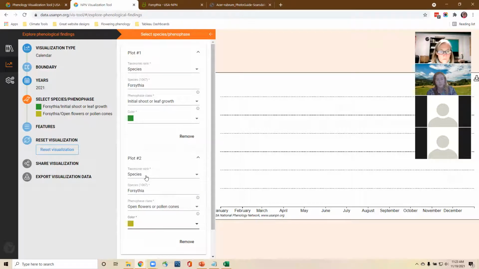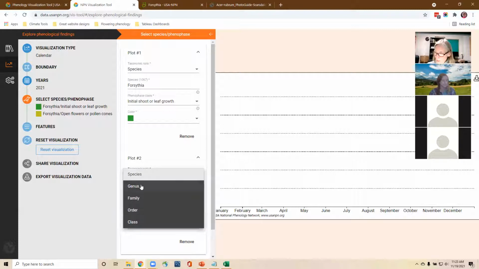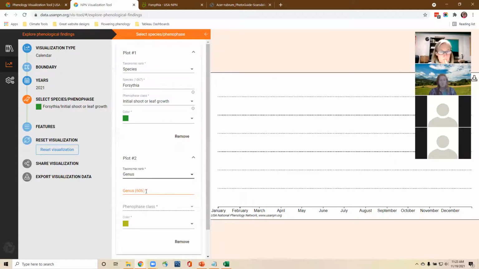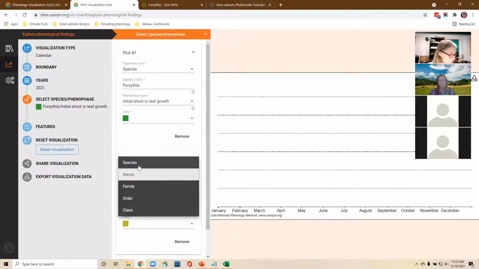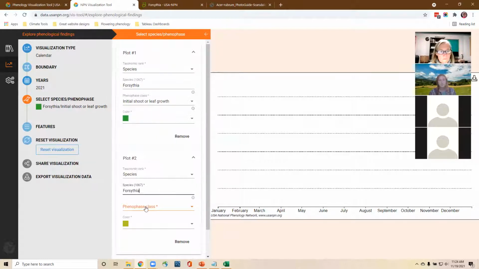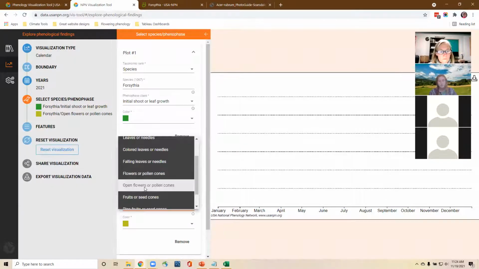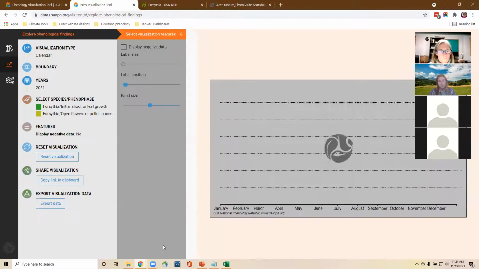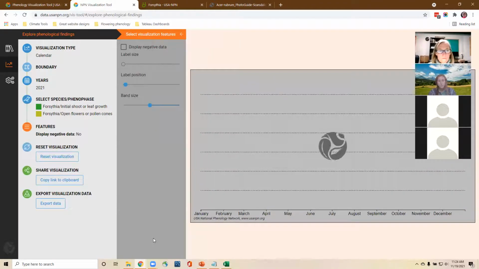And this is where you can change the taxonomic level that you're looking at. So if you wanted to group this and look at more plants within the same genus, or maybe you're looking at all maples or all oaks, that would be the way you do that here. But I'm going to do this one. Okay, so it's going to load up the observations.